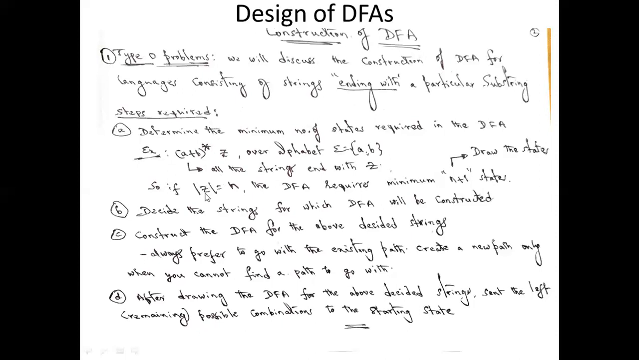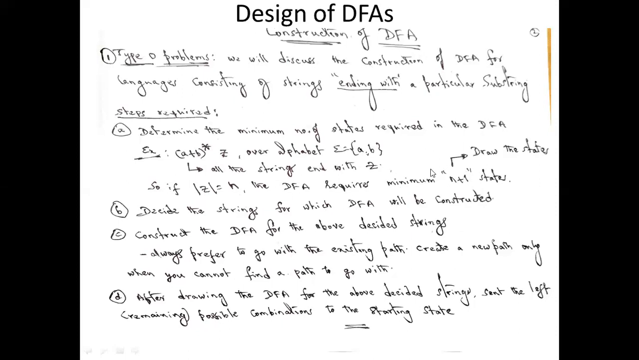So mod Z is the number of positions in the string, meaning the length of Z. Suppose the length of Z is n, then the DFA requires n plus 1 states. Please remember this. In ending with problems, if the substring length is n units, then we require n plus 1 states for constructing the DFA.